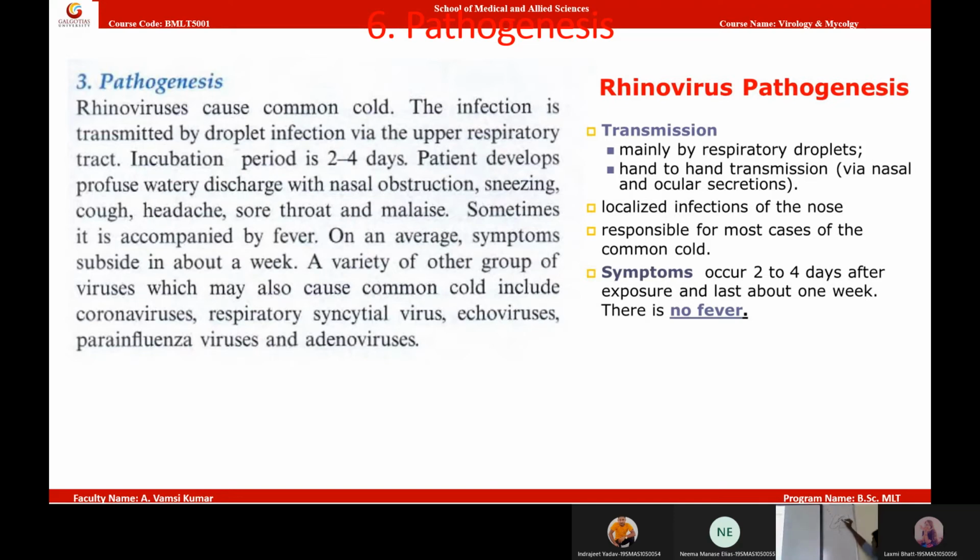Immediately what will happen? Macrophages will come, and phagocytic action will happen. Ultimately, the helper T cells will get activated. Helper T cells will go to two types, helper T cell 1 and 2. Helper T cell 2 will call the cytotoxic T cell. The cytotoxic T cell will come to the site of infection.